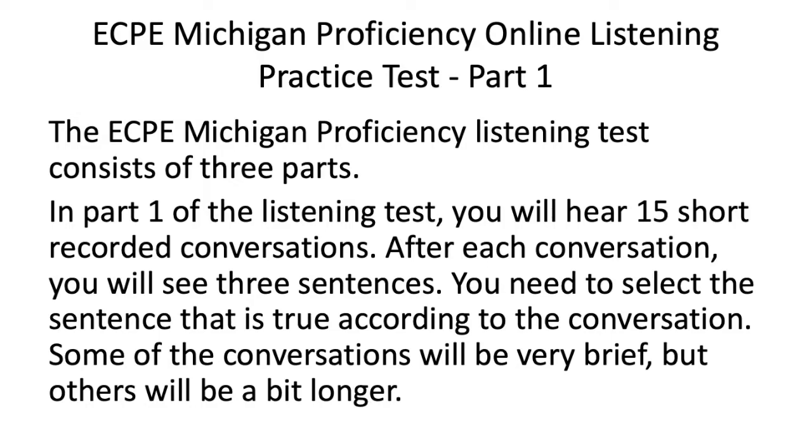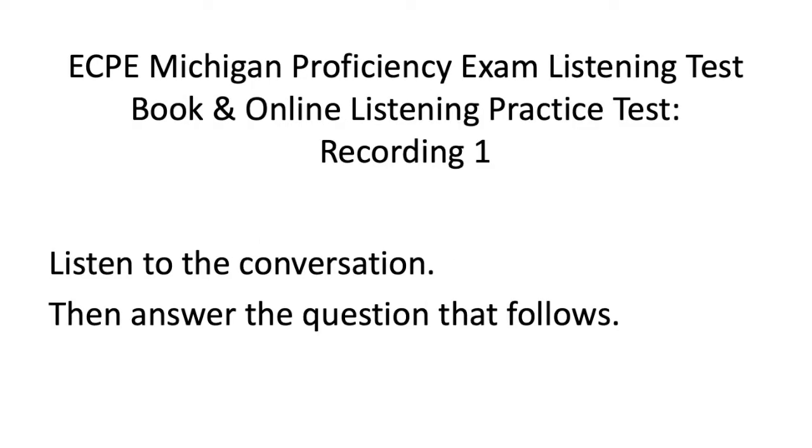The ECPE Michigan Proficiency Listening Test has 3 parts. In Part 1, you'll hear 15 short recorded conversations. After each conversation, you'll see 3 sentences. You need to select the sentence that is true according to the conversation. Some of the conversations will be very brief, but others will be a bit longer.